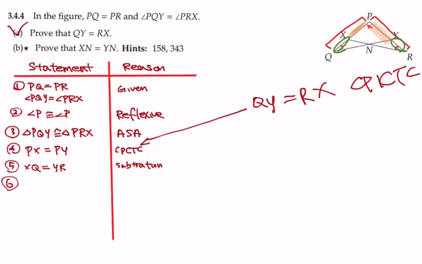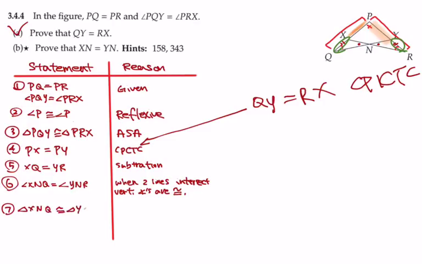Now, angle XNQ and angle YNR are equal to each other. Why? Because they're vertical angles. So once we have done that, then you get to realize something nice here. Then the two small triangles are congruent to each other. XQ is congruent to YR by angle angle side.